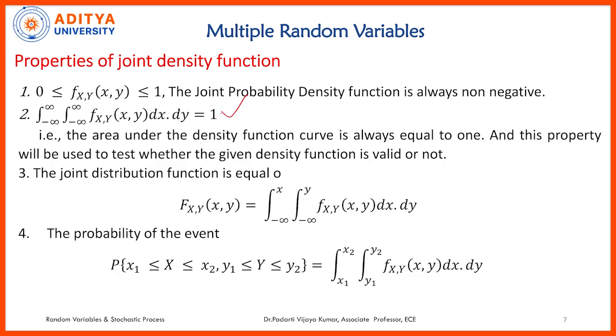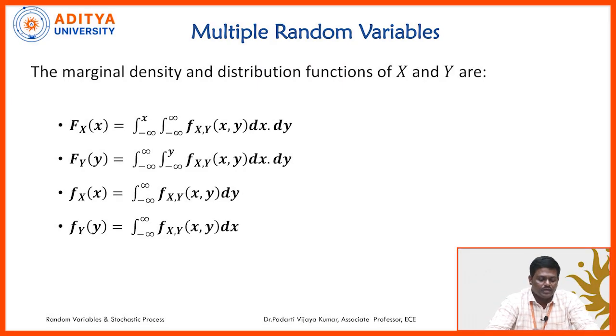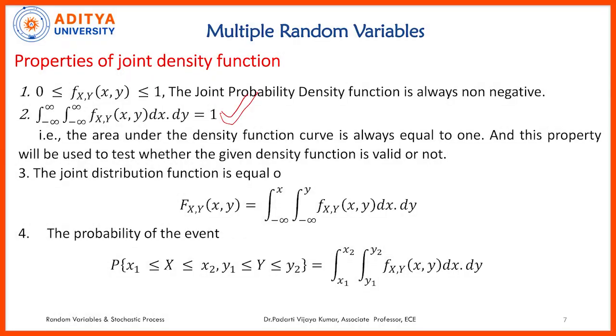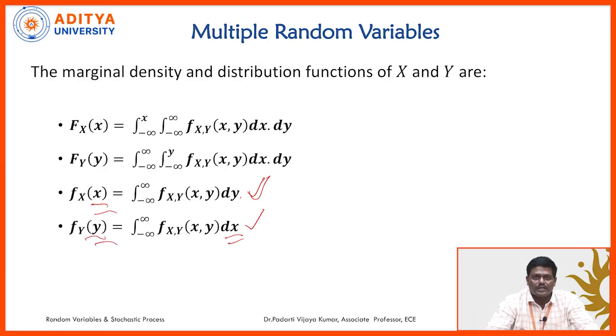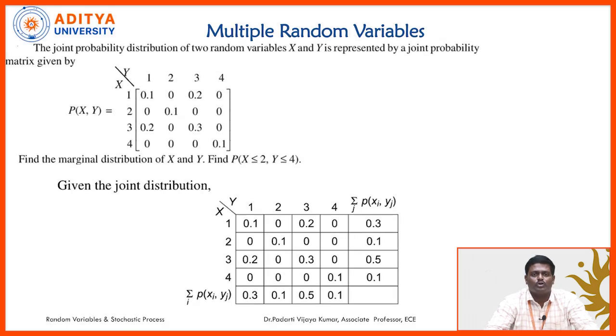The area under the joint density function is unity. If you want to compute the marginal density functions, integrating with respect to y gives the marginal density function of x. If I integrate with respect to x, I get the marginal density function of y. Along with this, if I want to compute the probability over limits, I will compute the area under the density function over the defined limits. These are the properties we will use in the practical problems. So let us see some practical problems.